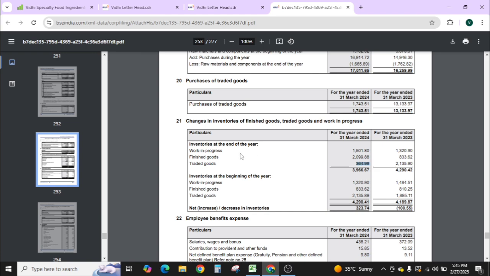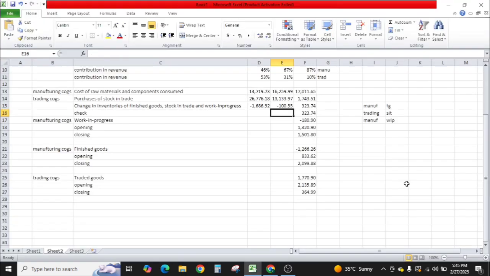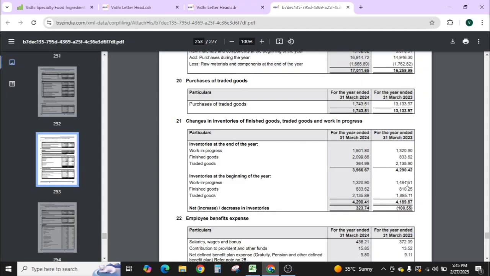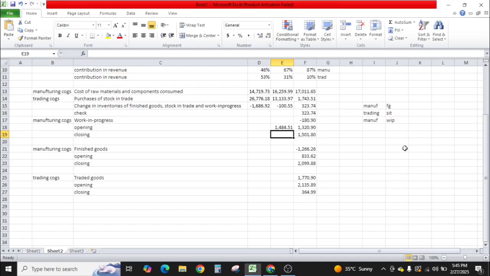Now same way we will do for 2023. Now for 2023, at the end of the year, so this is closing. At the beginning of the year for FY23, so this is opening. So opening of working progress will be this 1484. So for FY23 working progress opening will be this, and closing will be this 1932.